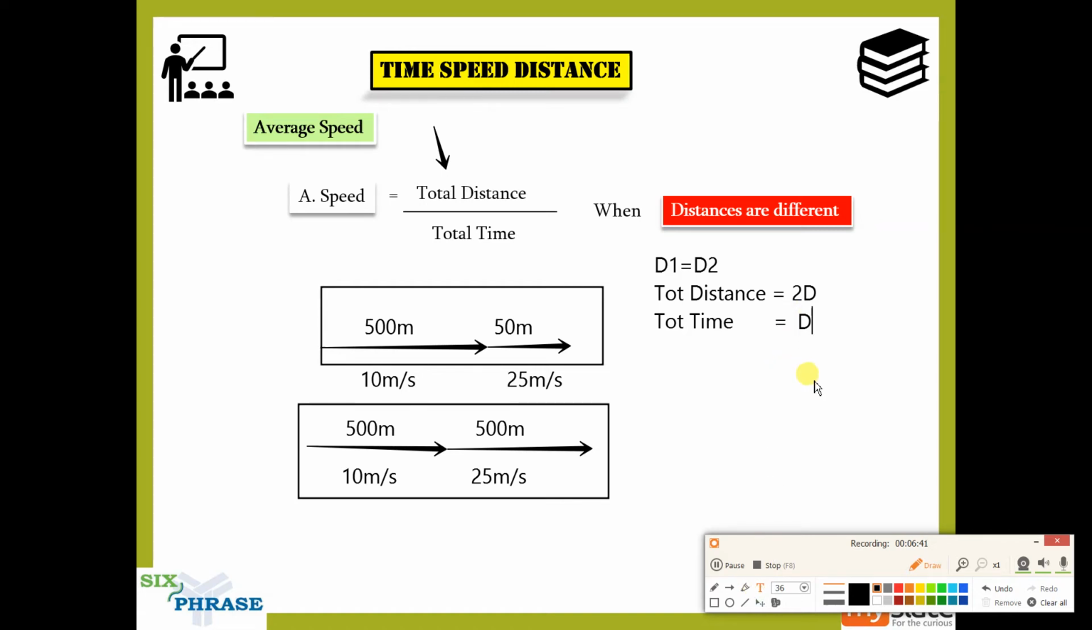You will have d divided by 10 meters per second, right? Distance by speed is time. So the first stretch's time is 500 by 10 meters per second, so 500 is d here. This will be d by 10 plus d by 25. Yes, now you are understanding this. So how do we get the average speed? Average speed is total distance by total time. We know the total distance, and we also know the total time. So the average speed will be like this.